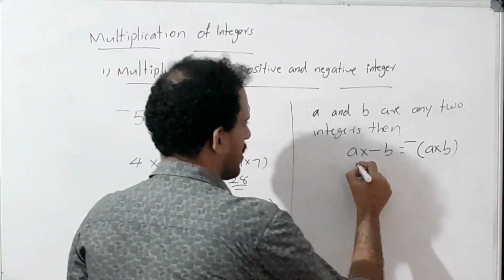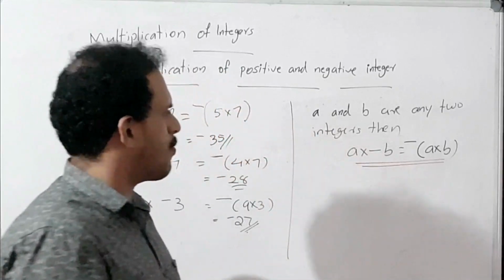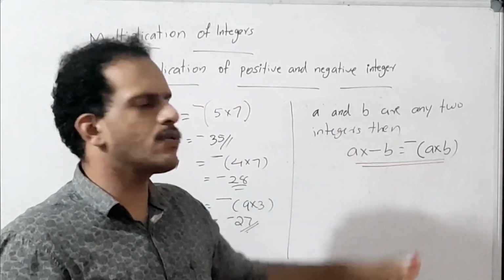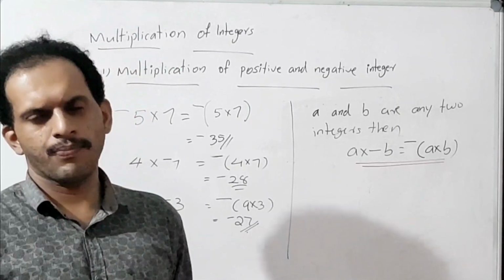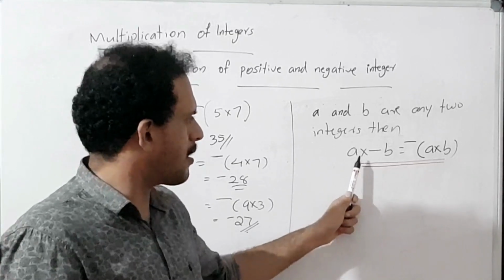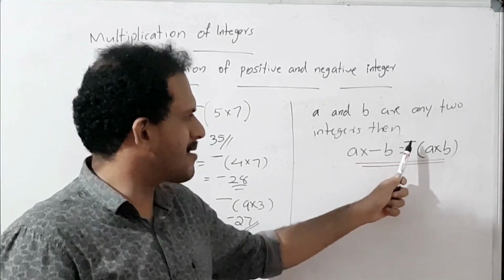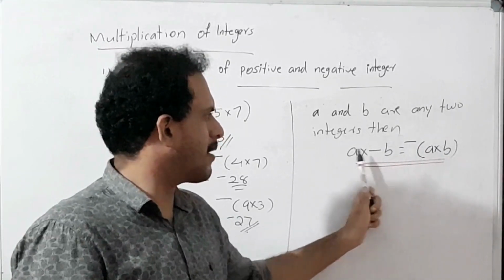This is the rule, the idea to multiply the integers. One is positive, one is negative, the answer is always negative. I think the idea is clear. If you multiply one positive integer and one negative integer, the answer is negative. How to get the product? Just multiply the numbers.